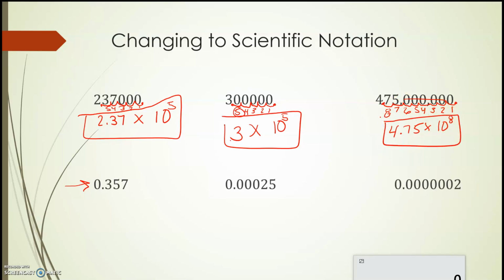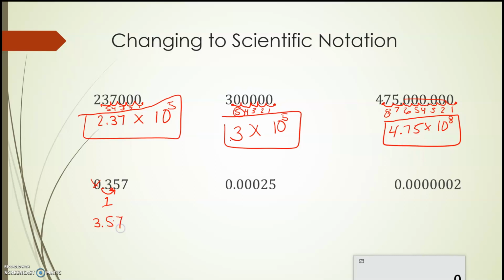Okay, now we're going to look at the numbers that are smaller than 1, that are small numbers. Again, we need to move the decimal to right after the very first digit. We are moving it back 1 space. So then we move the decimal to this new spot. So we write it as 3.57. Again, we don't have to write this 0 that's out front.